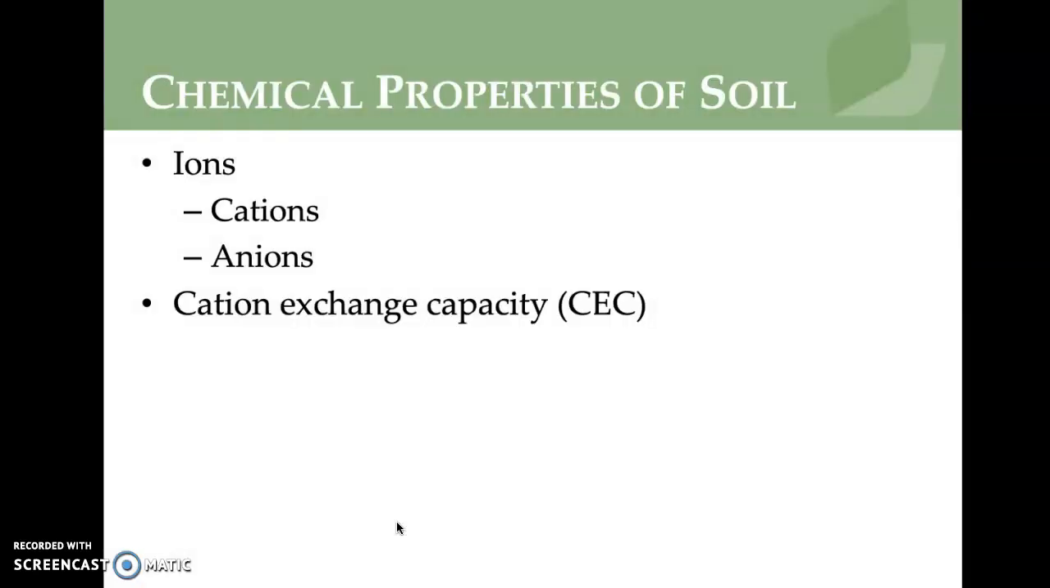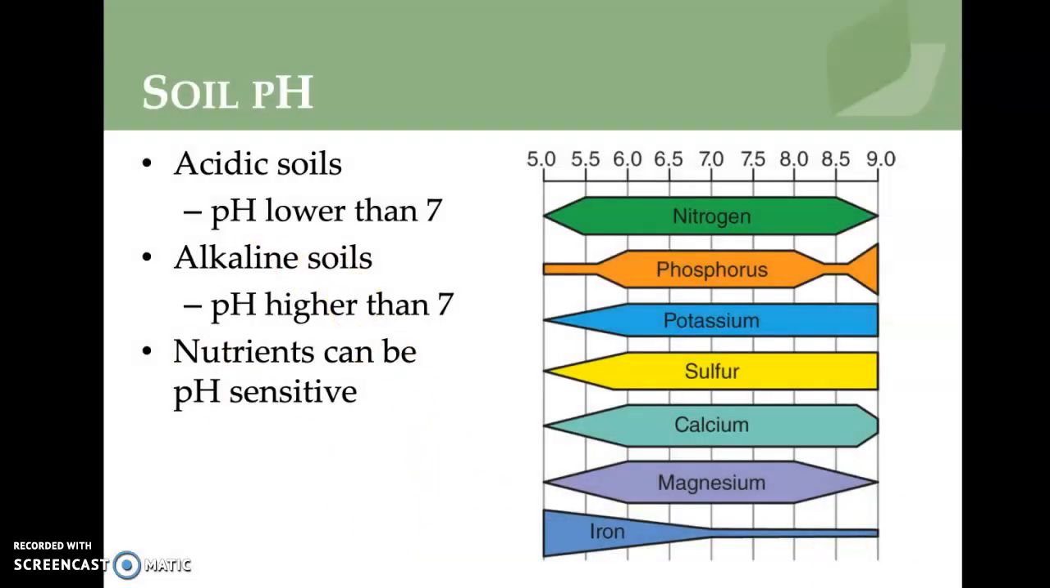Chemical properties, you have cations, anions, and then cation exchange capacity, which we're not going to get a whole lot into. This one is showing you a pH scale.